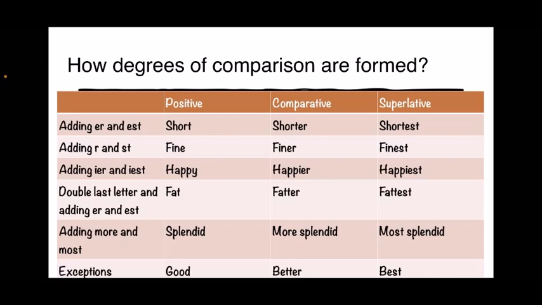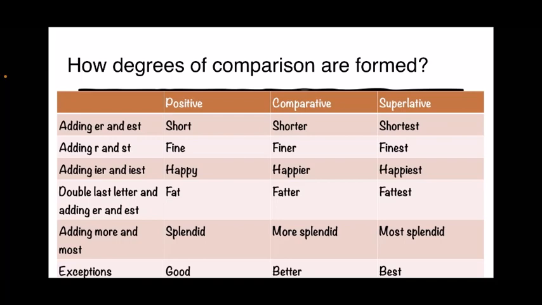Next rule is adding more and most. So here we are going to add the words more or most to the adjective. We are not going to change the spelling of the adjective, but we are going to add an extra word. Here we have taken the example of splendid. To make comparative, we add more: more splendid. To make superlative, we add most: most splendid. If you take the example of beautiful, to make it comparative, we will say more beautiful, and to make it superlative, we will say most beautiful.